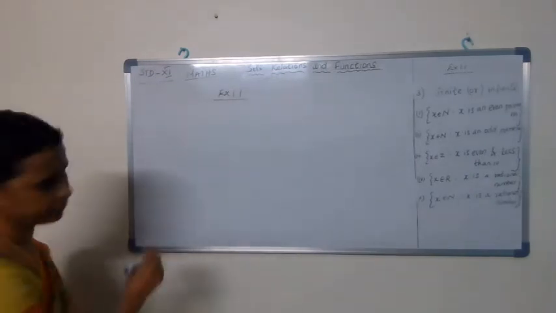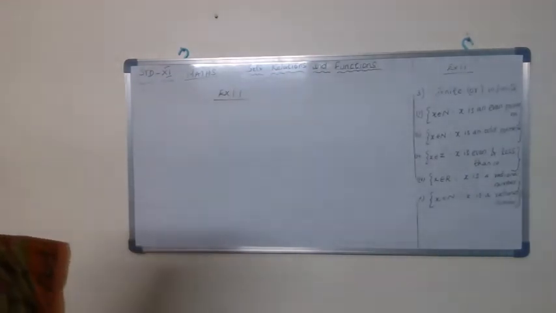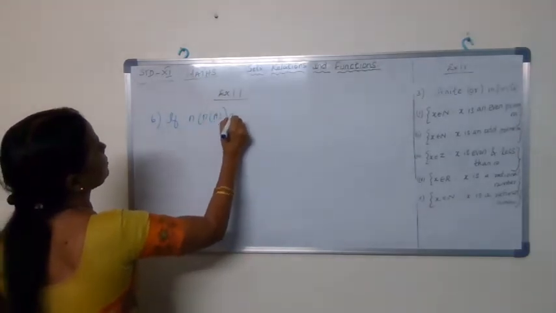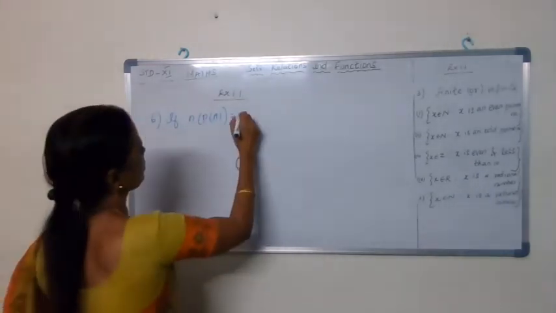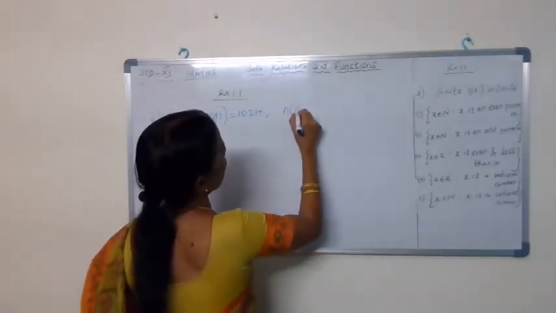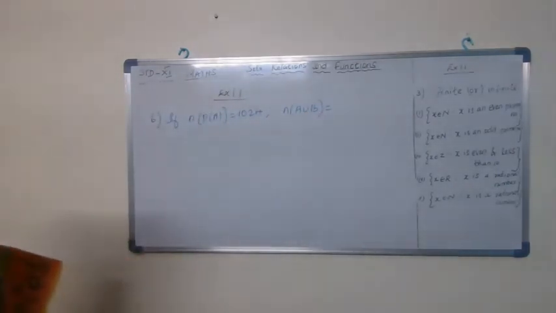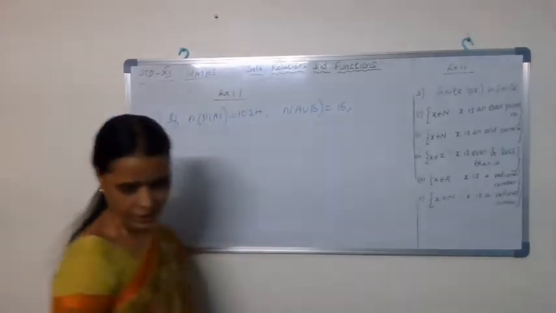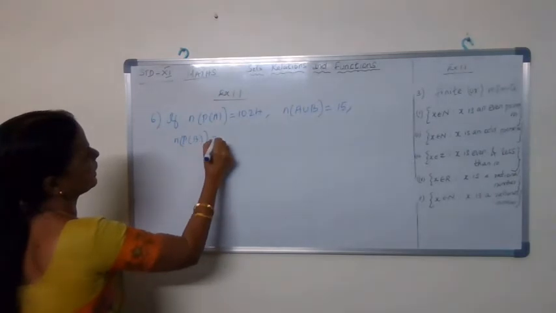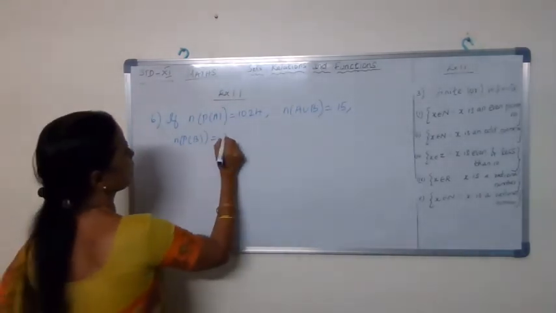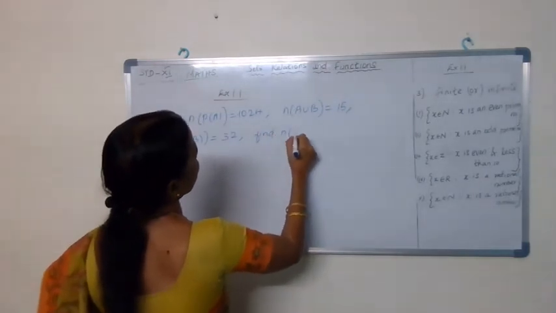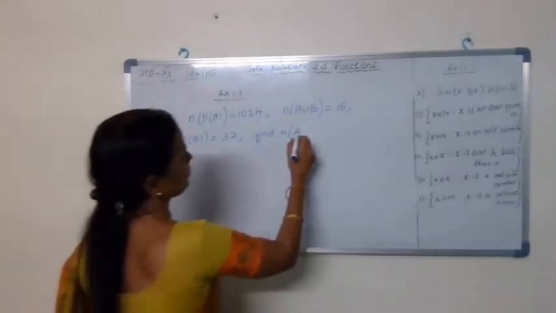Next, the fourth one. If n of P of A is equal to 1024, and n of A union B is equal to 15, and n of P of B is equal to 32, find n of A intersection B.